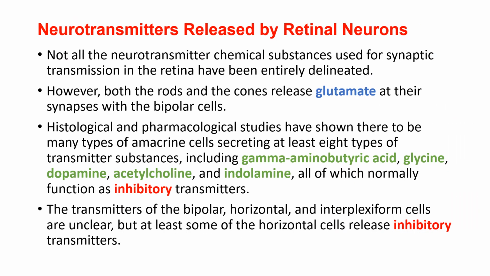Neurotransmitters released by retinal neurons. Not all the neurotransmitter chemical substances used for synaptic transmission in the retina have been entirely delineated. However, both the rods and the cones release glutamate at their synapses with the bipolar cells. Histological and pharmacological studies have shown there to be many types of amacrine cells secreting at least 8 types of transmitter substances, including gamma-aminobutyric acid, glycine, dopamine, acetylcholine, and indolamine, all of which normally function as inhibitory transmitters. The transmitters of the bipolar, horizontal, and interplexiform cells are unclear, but at least some of the horizontal cells release inhibitory transmitters.